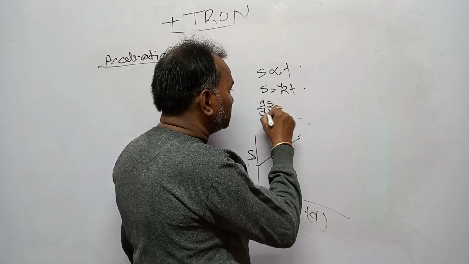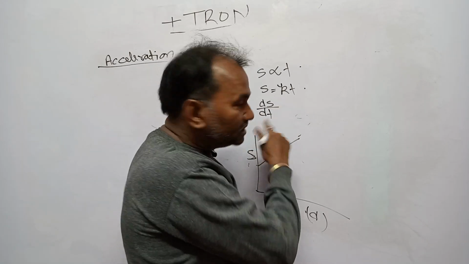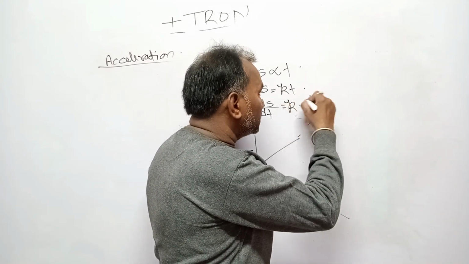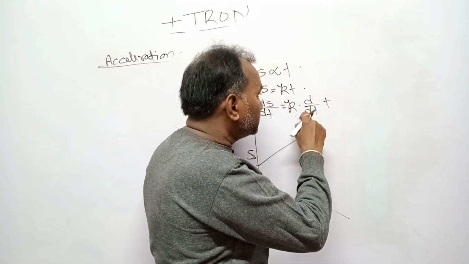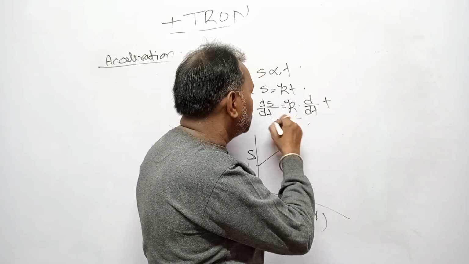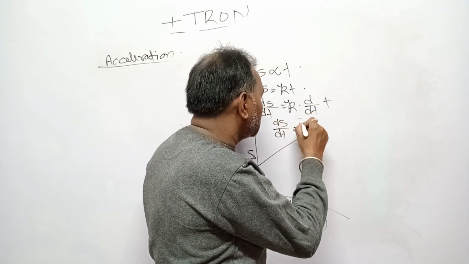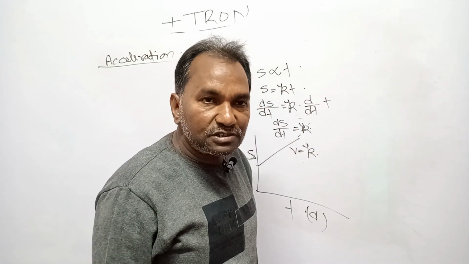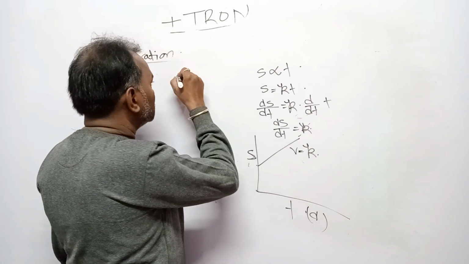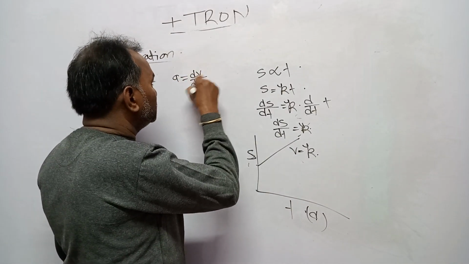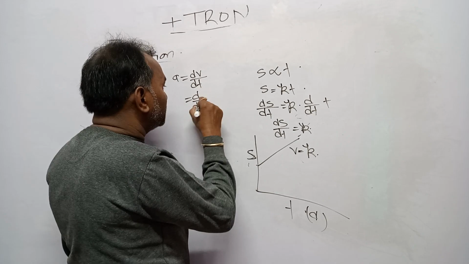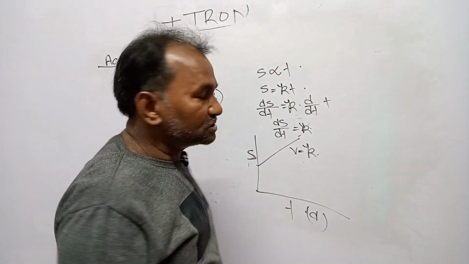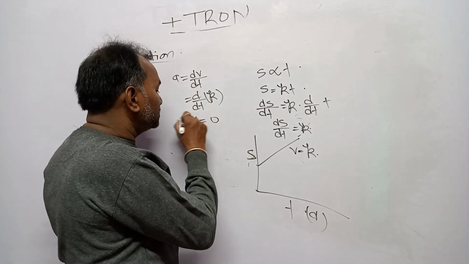Differentiate with respect to t, so it becomes ds upon dt, that is equal to k, a constant. You can take k out, and d by dt of t is equal to 1, so ds upon dt becomes k, or velocity is equal to k. Now it means velocity is a constant, and if velocity is a constant, then a is equal to dv upon dt, that is equal to d by dt of k, and the differentiation of a constant is 0, so acceleration is 0.